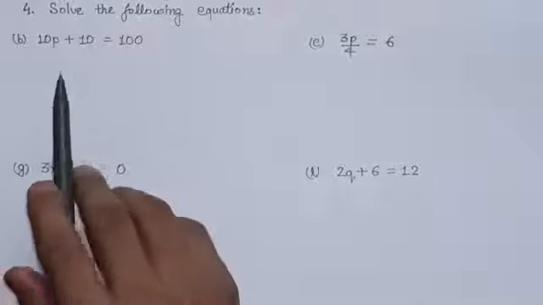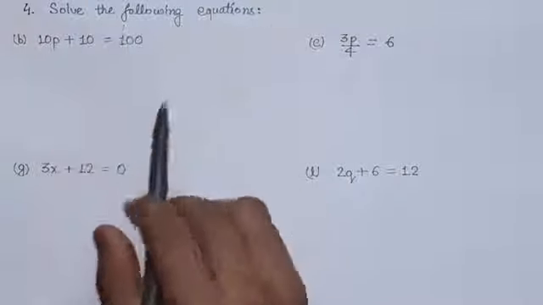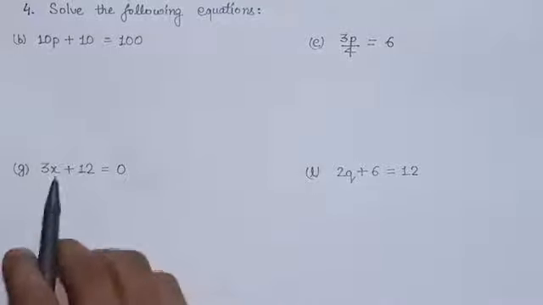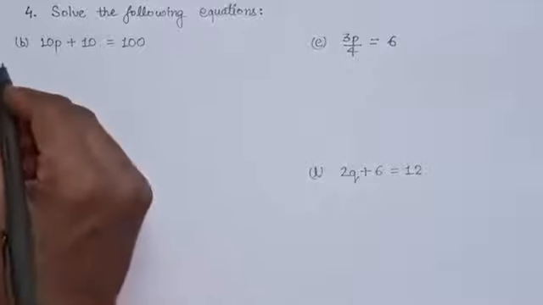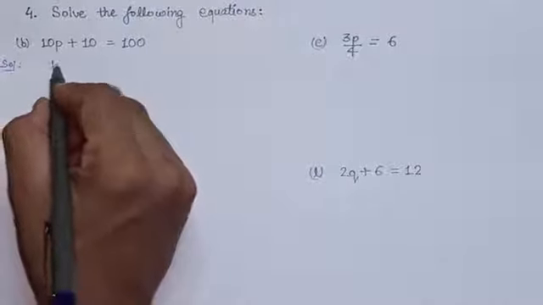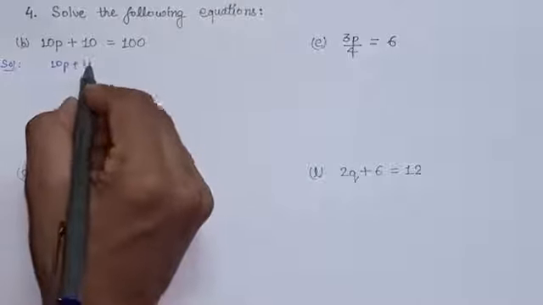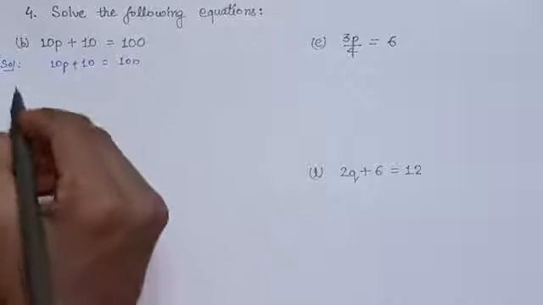The next question from exercise 4.2 is solve the following equations. So we have the following parts. So let us solve each of these parts one by one. Solution. Here we have given 10p plus 10 equals 100. So step 1.